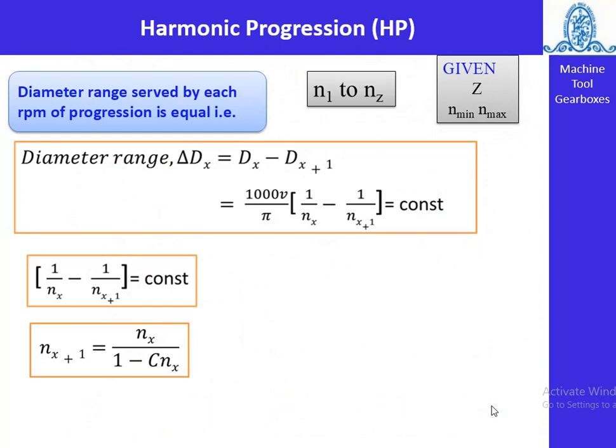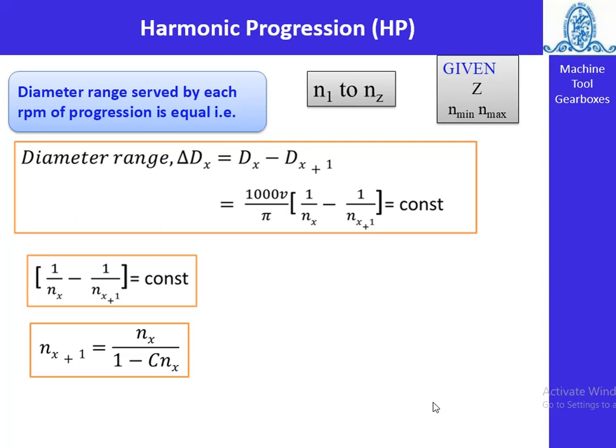So in harmonic progression, the third case, what is the definition? The diameter range served by each rpm of progression is equal. Means what? Another definition is that the reciprocal of the successive spindle speeds is constant. The difference between the reciprocals of successive spindle speeds is constant in the case of harmonic progression. So again another definition is that the diameter range served by each rpm of progression is equal.